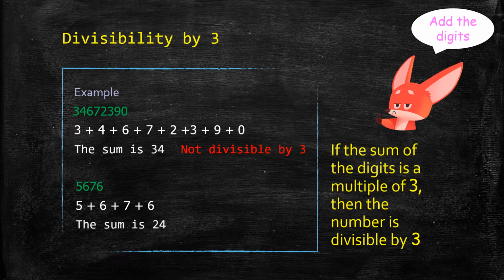Add the digits. 24. Do you see 24 in the multiplication table of 3? Yes. So what is the answer? 5676 is divisible by 3. Simple, right?